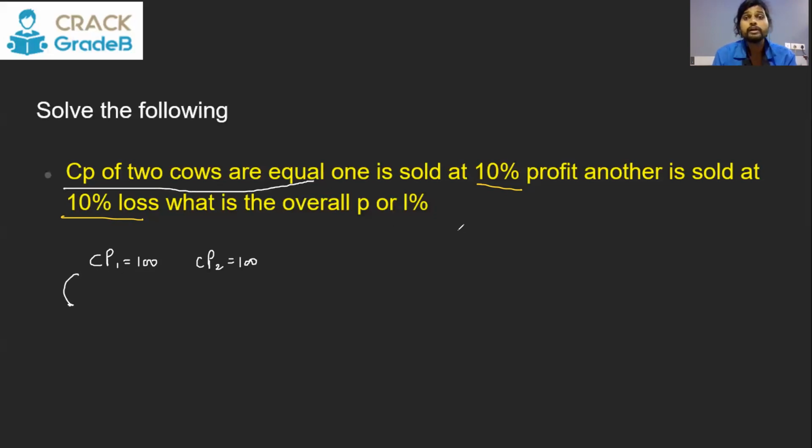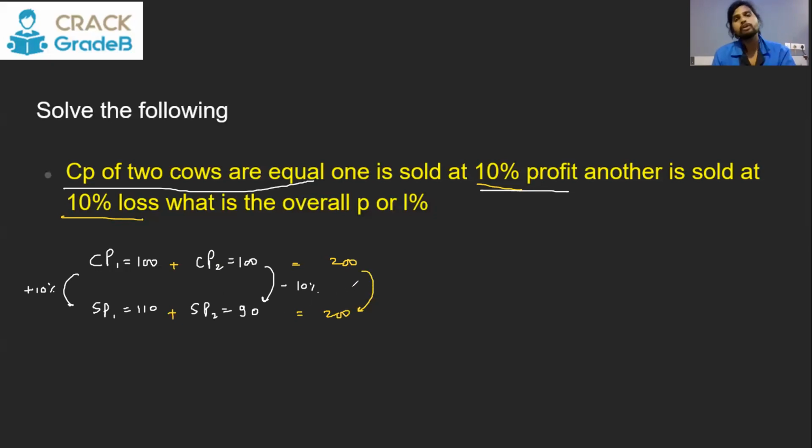First cow, you are selling it for 10% profit. So that means you are adding 10% and you are selling it for 110 rupees. The second cow, you are selling for 10% loss. That means you are selling it for 10% less. Selling price of second cow will be 10% less, means 90 rupees. So both cows together we bought for 200 rupees and both cows together we sold for 200 rupees. So if 200 rupees worth of stuff you are selling for 200, there is 0% profit. That means no profit, no loss.